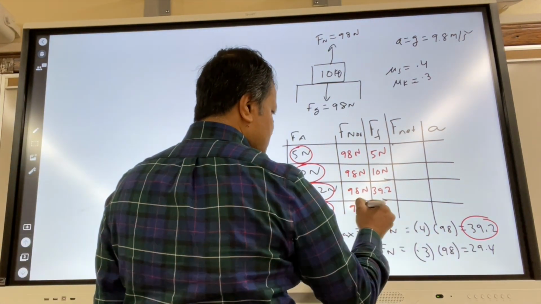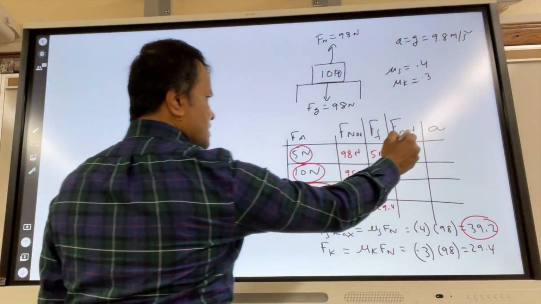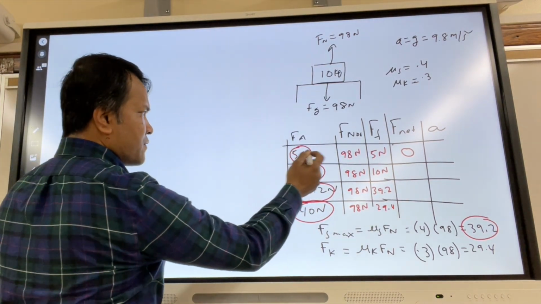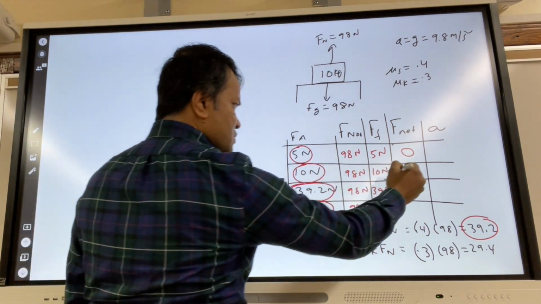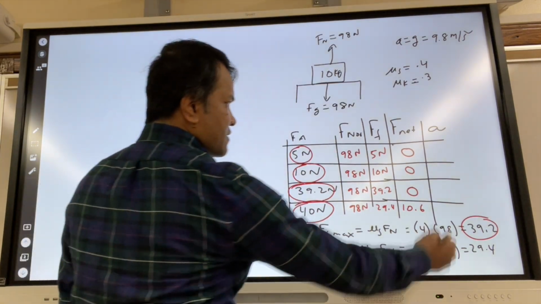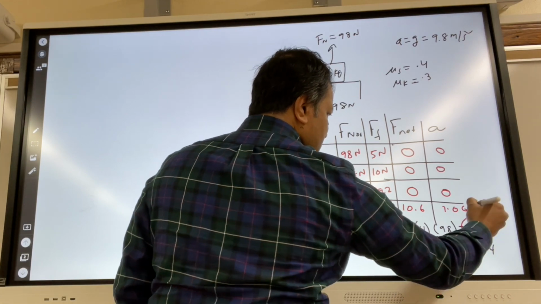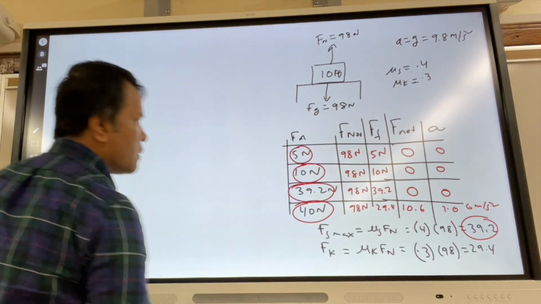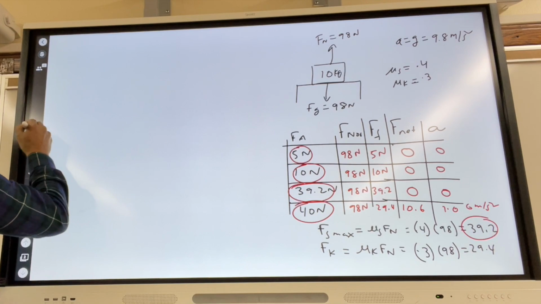So the friction is 29.4. Okay, the net force is 0. Why is the net force 0? Because applied force minus force of friction is 0. So acceleration will be 0. Acceleration will be 1.06 meters per second squared. Okay, good. Alright, now the last thing I'm going to show you is the friction graph.